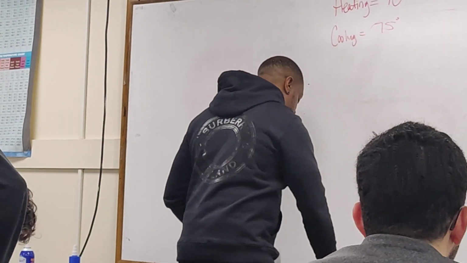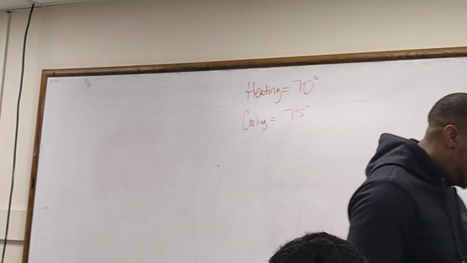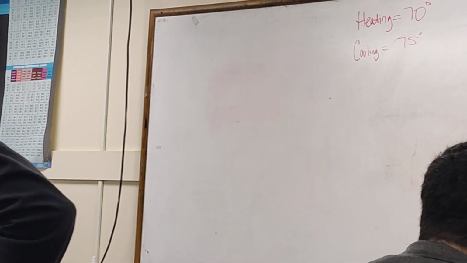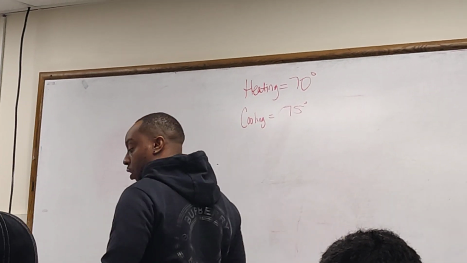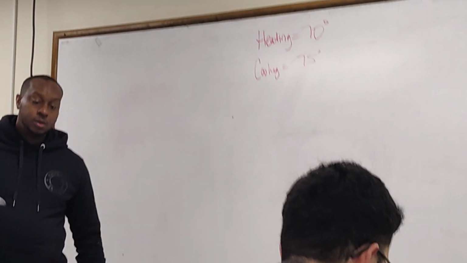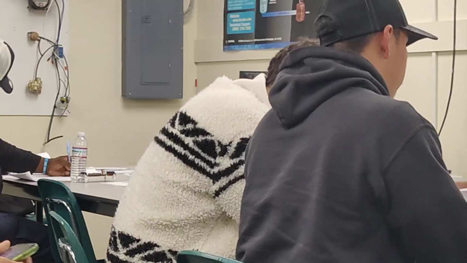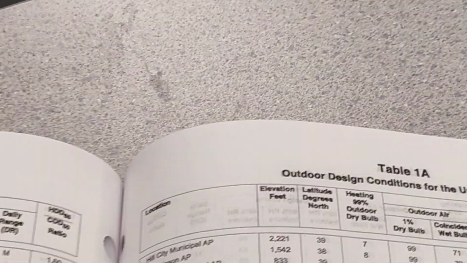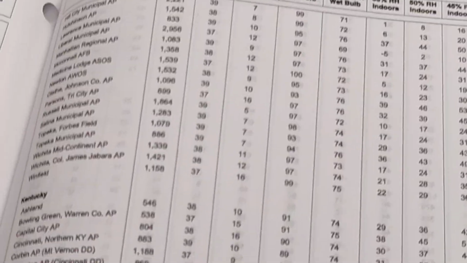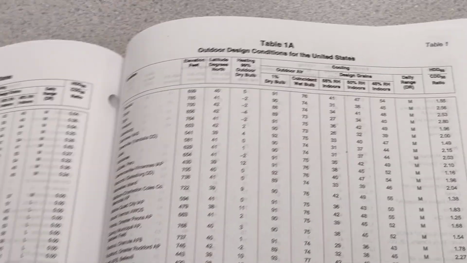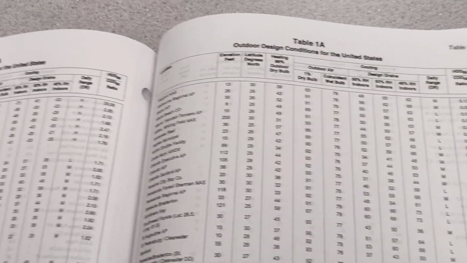All right, so this is how you use this. Remember, table 1A gave you the temperature numbers. So real quick, somebody give me the heating design temperature for Orlando, Florida. Go to table 1A and look up Florida. Yeah, go back. Heating number. Remember, we said heating number. So it's heating, Florida here, Orlando, Florida.